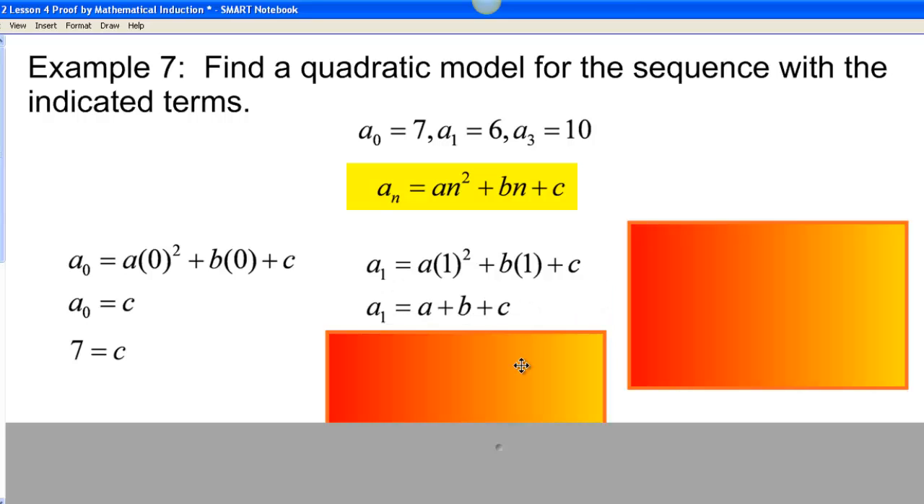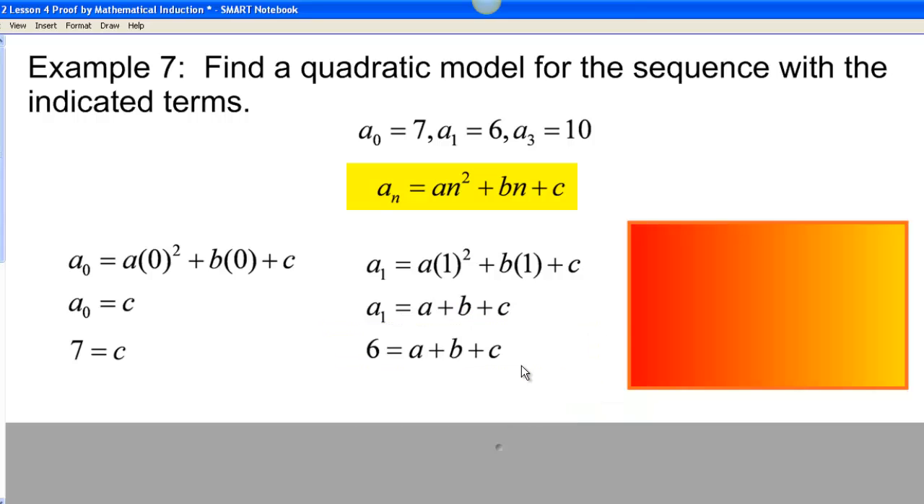Substitute in 1 for n. A sub 1 is then equal to a plus b plus c. And I know that 6, which is a sub 1 by substitution, is a plus b plus c. Hold on a minute and I'll tell you what we do with that shortly.